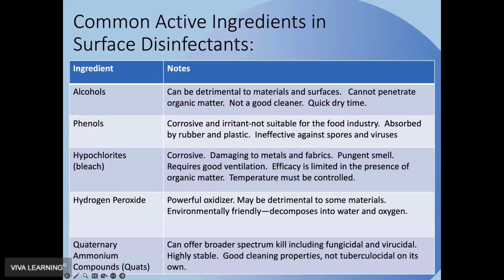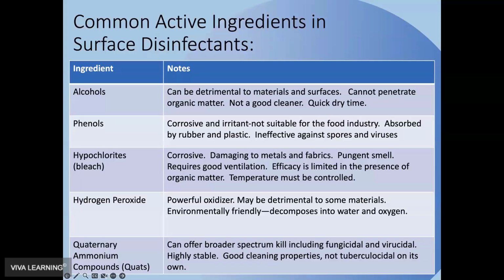Hypochlorites are essentially what we know as bleach. Bleach is very corrosive and, as we know, can be damaging to metals and fabrics and has that infamous pungent smell as well. Hydrogen peroxide is an excellent oxidizer, and once again, it's not compatible with all surfaces, but hydrogen peroxide is the most environmentally friendly of all of the active ingredients listed on this slide. Hydrogen peroxide is H2O2, and it decomposes into water and oxygen. So there are no toxic chemicals involved with hydrogen peroxide.